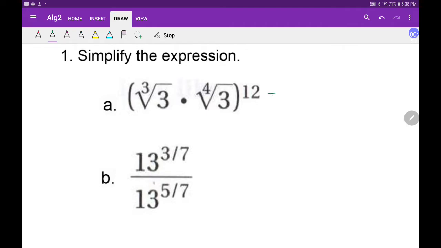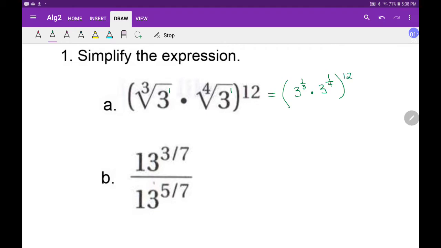We say, this is the same thing as 3 to the 1/3, okay? Because there's a 1 on there, and the 3 is on the bottom. It's a terrible looking exponent. Let me try that again. 3 to the 1/3. And then I'm multiplying by 3 to the 1/4. Okay, that's the 1 here. And the whole thing is to the 12th power.